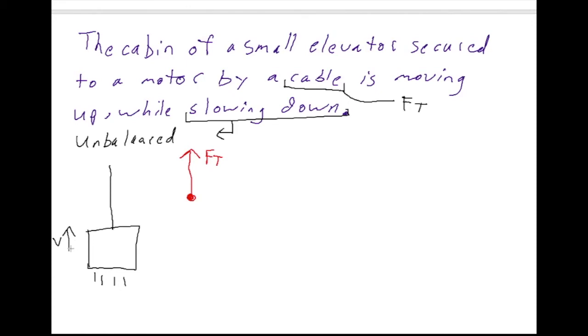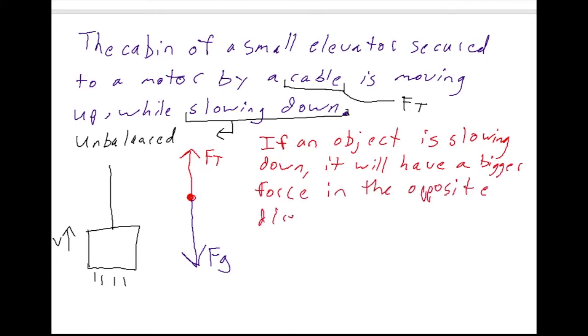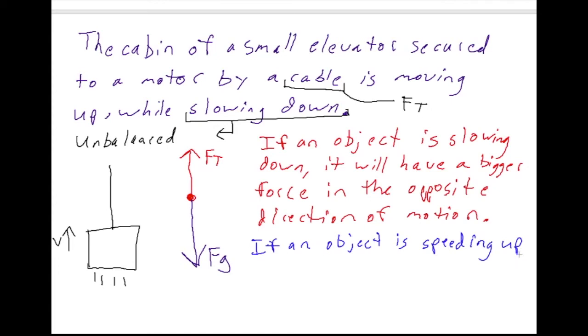Well, if my elevator is moving upwards, but it's slowing down, that means that I need a bigger force pointed in the downward direction. Therefore, force gravity is going to be bigger than force tension here. The reason is because the elevator is moving up, but it's slowing down. Therefore, in order for an object to slow down, it has a bigger force in the opposite direction of its motion. If an object is speeding up, it will have a bigger force in the same direction of its motion.